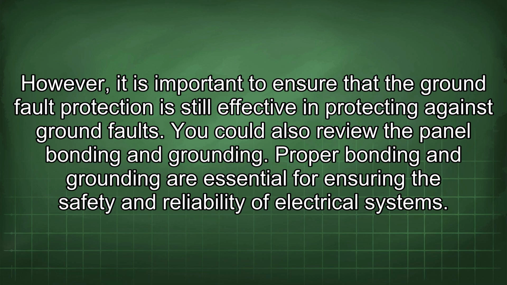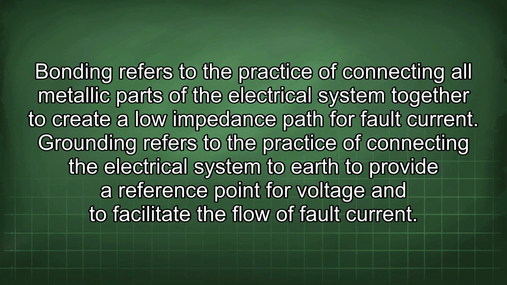You could also review the panel bonding and grounding. Proper bonding and grounding are essential for ensuring the safety and reliability of electrical systems. Bonding refers to the practice of connecting all metallic parts of the electrical system together to create a low-impedance path for fault current. Grounding refers to the practice of connecting the electrical system to earth to provide a reference point for voltage and to facilitate the flow of fault current.